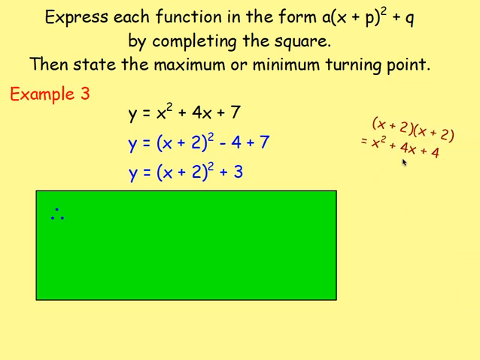Again, I've just got this bit over at this side. So if you did multiply (x + 2) all squared, you'd get that extra 4, which is why you take that away. Leave the 7 as it is, and that'll become a plus 3.